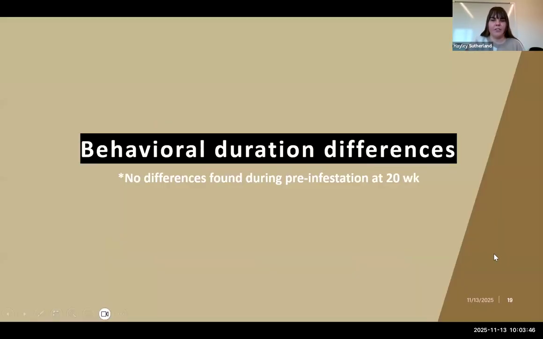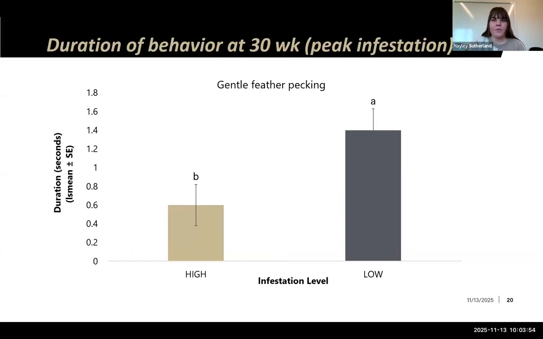Now I want to get into our behavioral differences. And I'll tell you right off the bat that we didn't find any behavioral duration differences at 20 weeks of age. So starting off at 30 weeks of age, this is not going to be an interaction. This is just looking at the difference between infestation level. Interestingly, we found that our low birds were gentle feather pecking for a longer period than our high birds were.